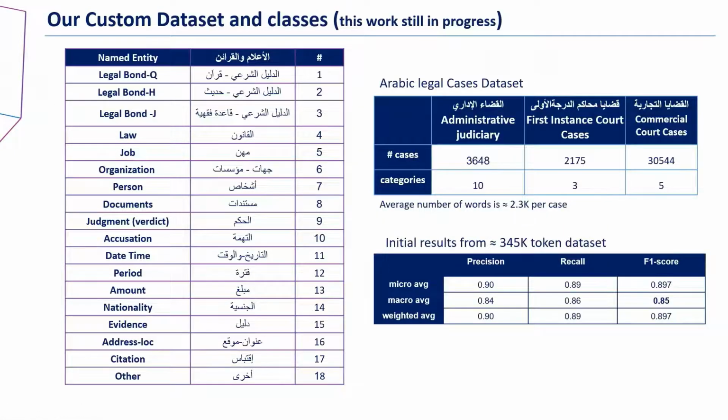And lastly, we are applying this kind of architecture to our custom dataset, and we have our own classes. Our dataset is a legal dataset. We are working with the Ministry of Justice here in KSA, and we labeled almost 300,000 tokens, 300,045, and we got 85% F1 macro so far. We have 18 classes.